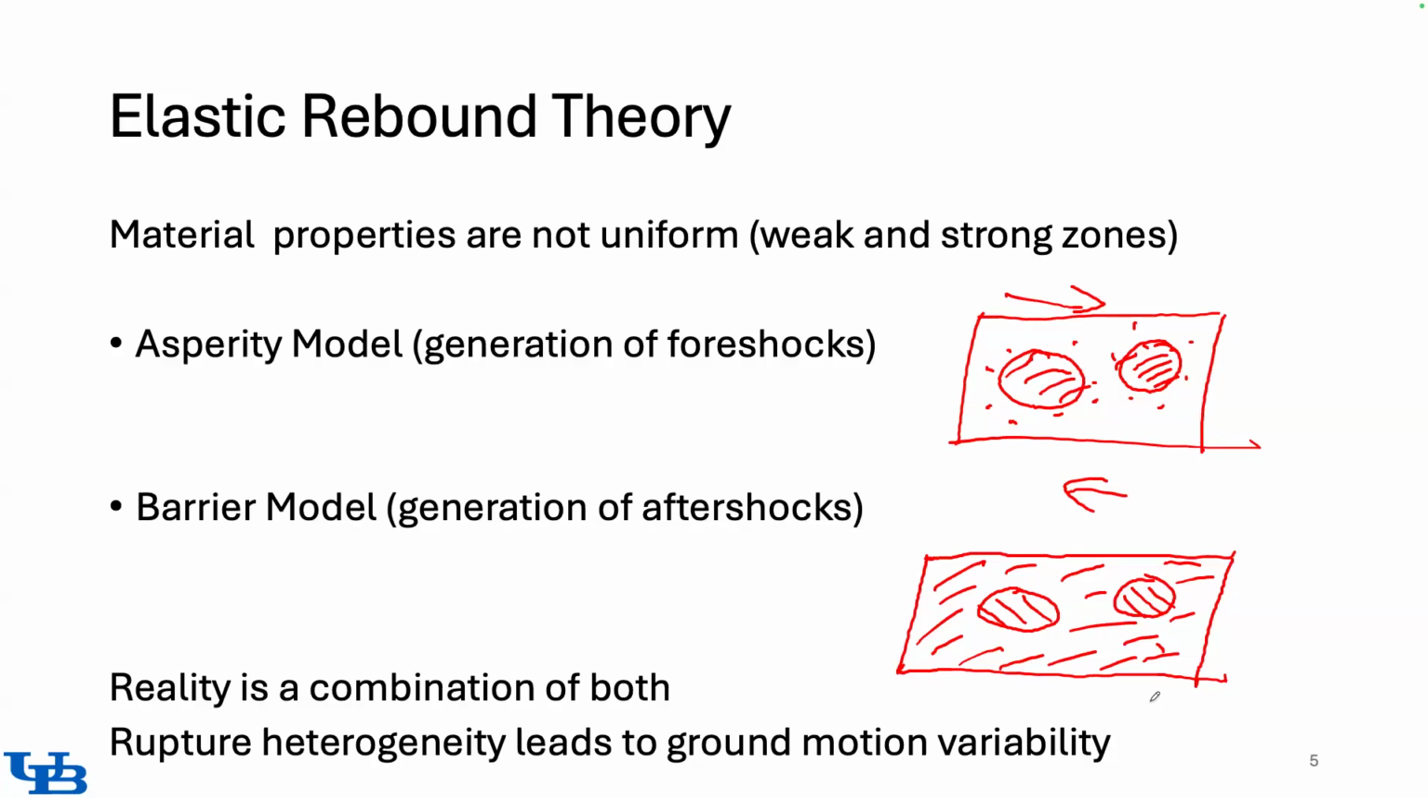So both models seem to be empirically satisfied, depending on the initial conditions and how the crust is loaded. The asperities also explain why we have ground motion variability. So why we may have stations at the same distance from the fault, like if you have one station here and one station here, the one that is closer to an asperity will have higher slippage there, and so a larger amount of energy will be released. Any question on this?